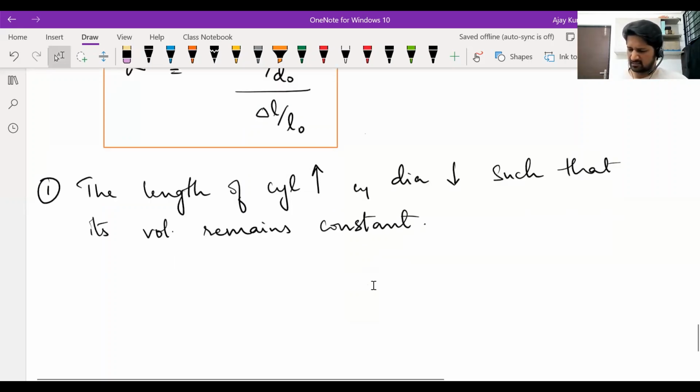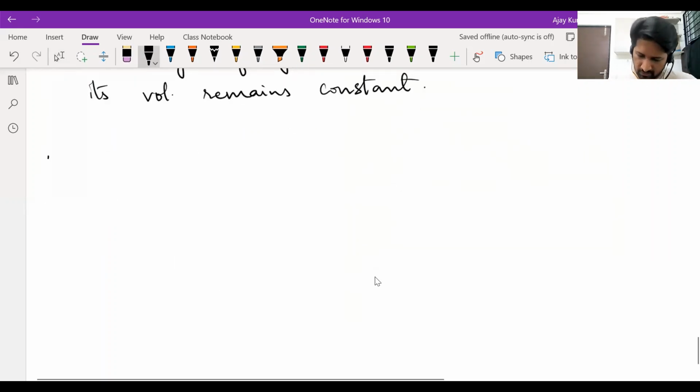Okay, I think this will be slightly high level. We'll do this next. Okay, let's solve this problem first.